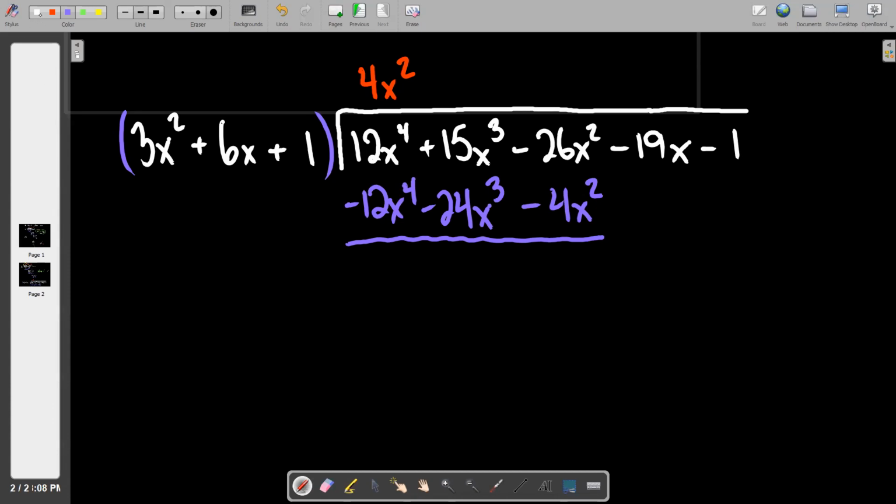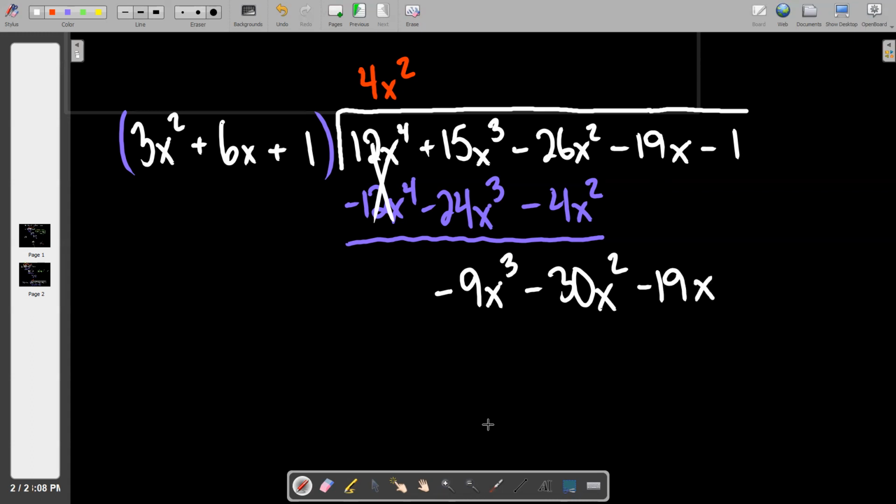All right, let's add some like terms together. The x to the fourths are going to cancel. How many x cubies do we get? Negative. Yep. 15 minus 24 is negative 9. And notice this time I've got a little extra work to do, right? Before I get ready to drop down the next guy in the queue, I've got another math problem to do. Negative. Nice job.